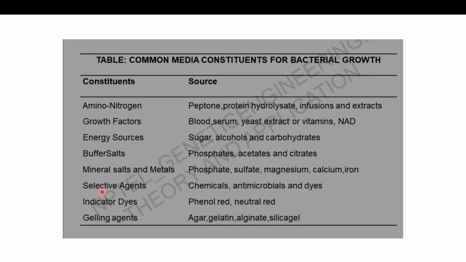Why selective agents? Because suppose we want a particular type of bacteria. We have modified the bacteria to produce a gene of our interest. Now, other bacteria are also there in the surrounding. So, if we are culturing in general without any selection, certain selective agents are added in the culture medium so that only those bacteria that are producing a gene of our interest or a protein of our interest are selected out of the different kinds of bacteria that are already prevalent in the surrounding.